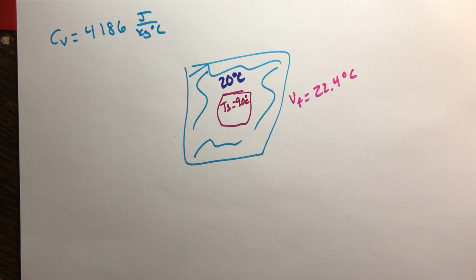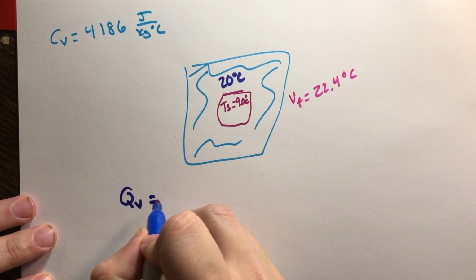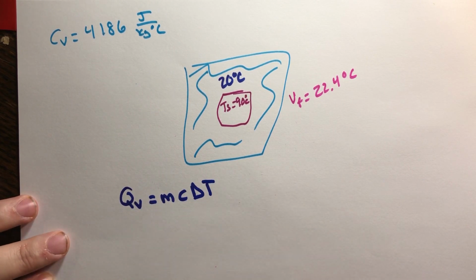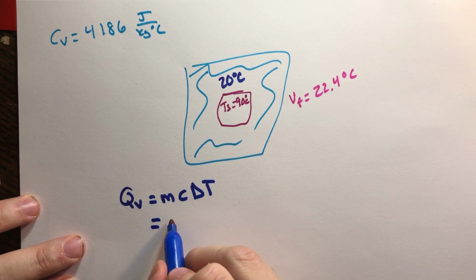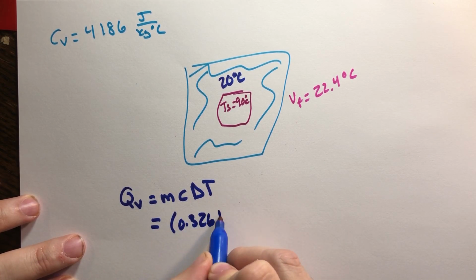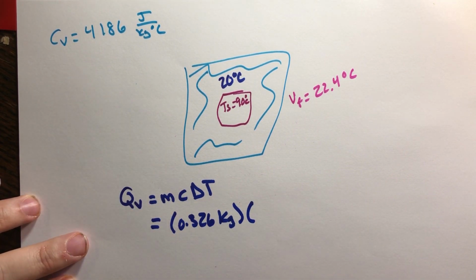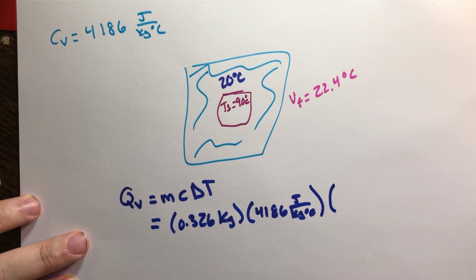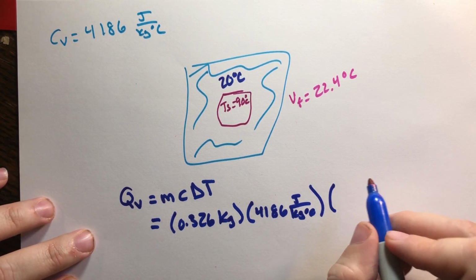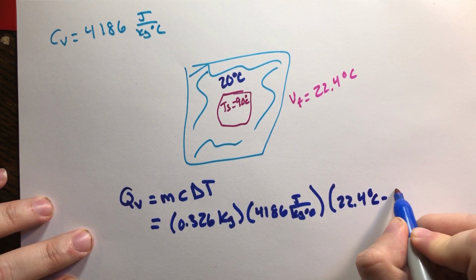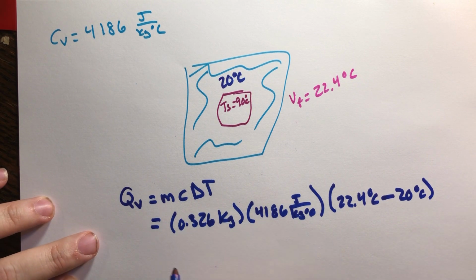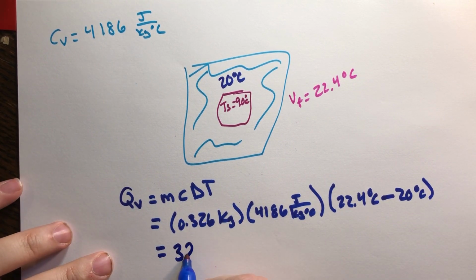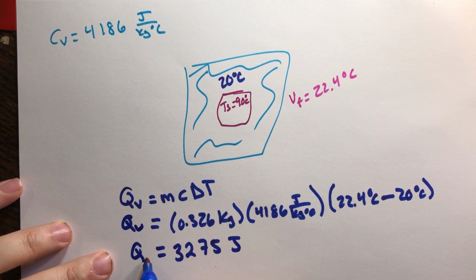So first of all, we want to figure out, using our equation for specific heat, Q equals MC delta T. First figure out water. So we know the mass of water was 0.326 kilograms. The specific heat of water, which we just got from up there, was 4,186 joules per kilogram degrees Celsius. And then our change in temperature was final minus initial always, 22.4 is where it ended up, minus our initial of 20. And that gives us a heat exchange of 3,275 joules.